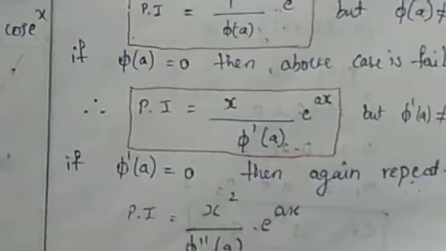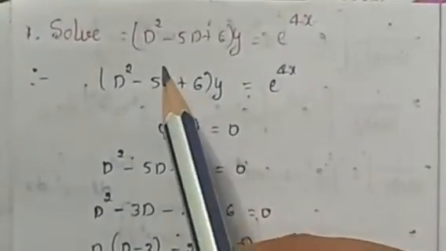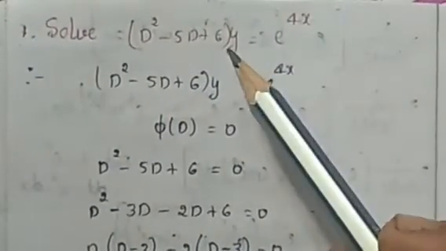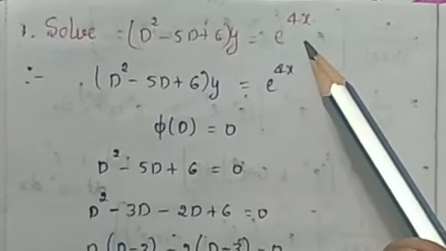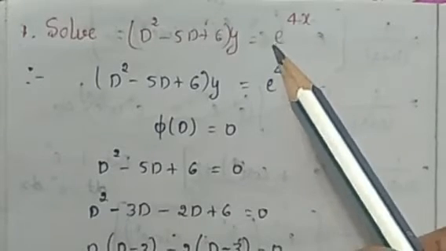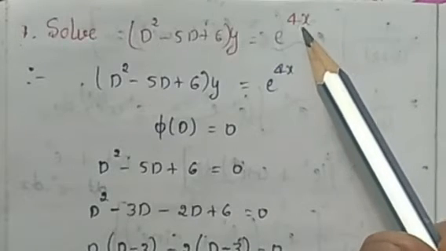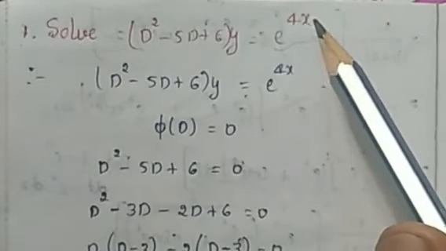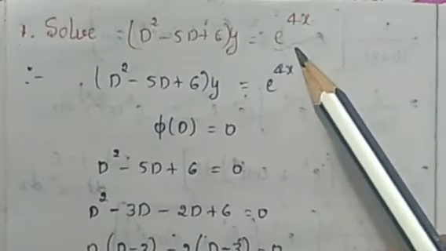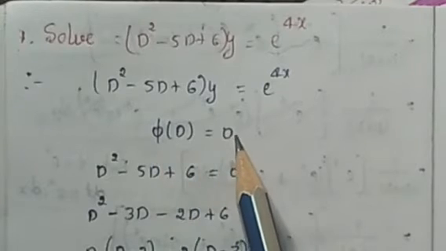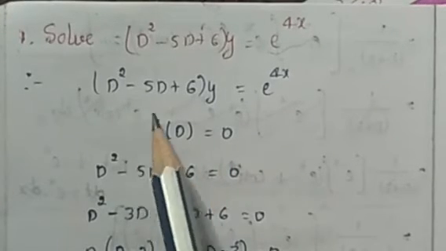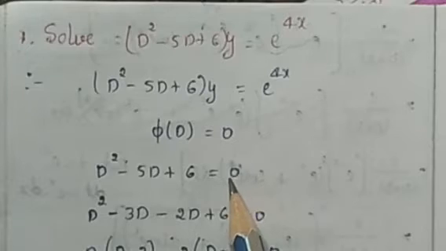Go to the problems. The first problem is solve D square minus 5D plus 6 into y is equal to e power 4x. In this case f of x is of the form e power ax, a is a constant, so a is equal to 4. In this case first we find the complementary function. We consider phi of D is equal to 0, so D square minus 5D plus 6 is equal to 0.